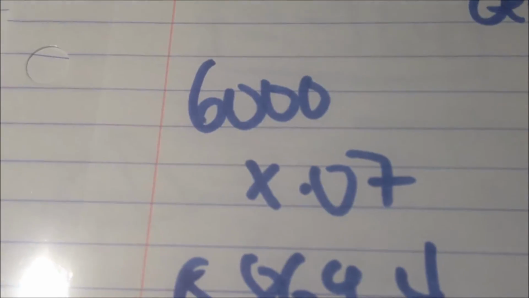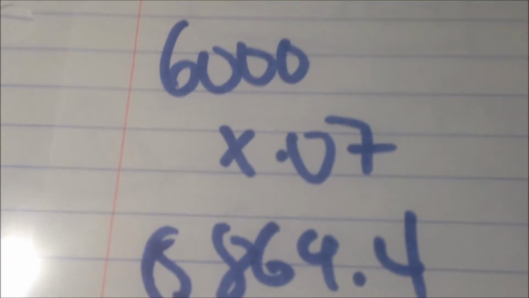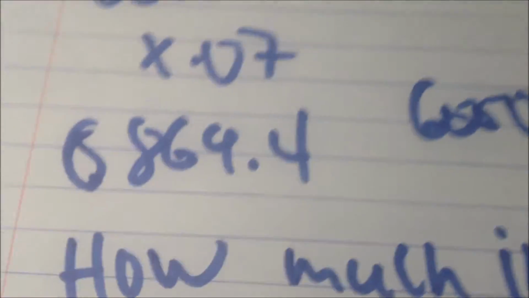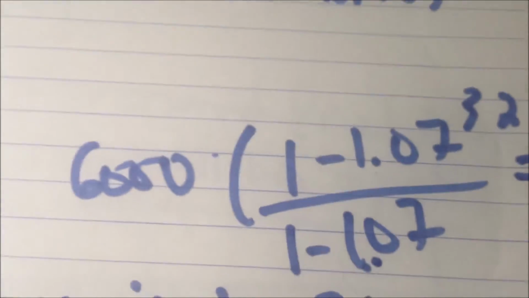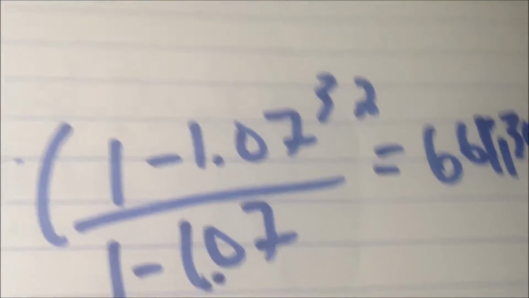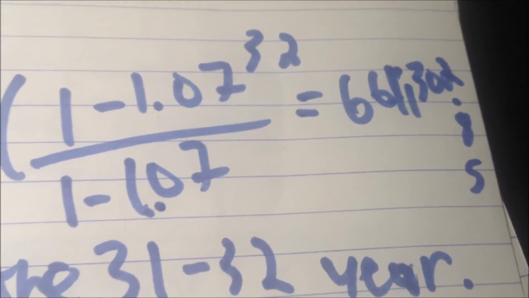So we would first start with 6,000 times 0.07, because that's the interest rate. We get that. And then we go 6,000 times 1 minus 1.07 to the 32nd equals the total amount that we got over here.